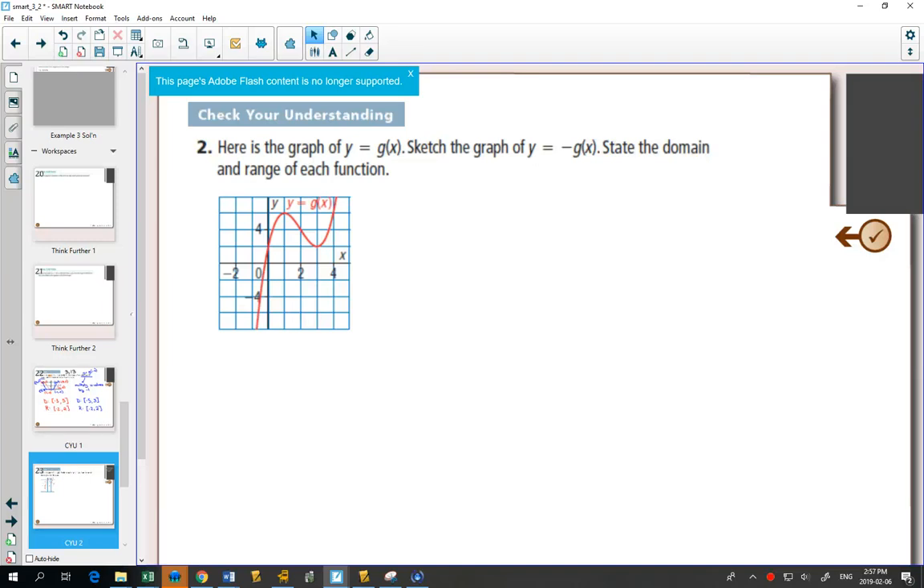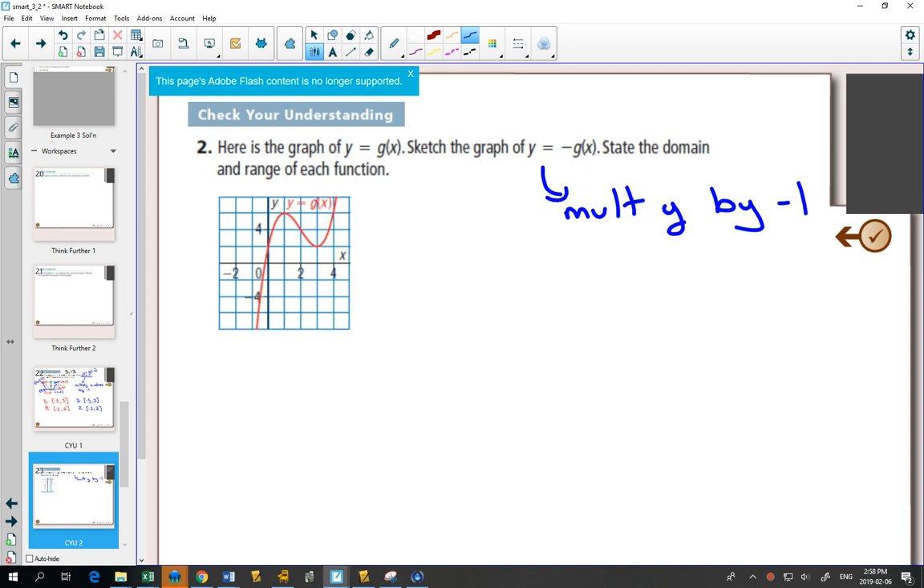We have the graph of y equals g of x, and we want to sketch the graph of y equals negative g of x. So this time, the reflection is given to us as the equation in function notation. When you see this, I want you to be able to think, what are we going to multiply by negative 1? Your x values or your y values? It's outside the function. You're going to multiply your y values by a negative 1.